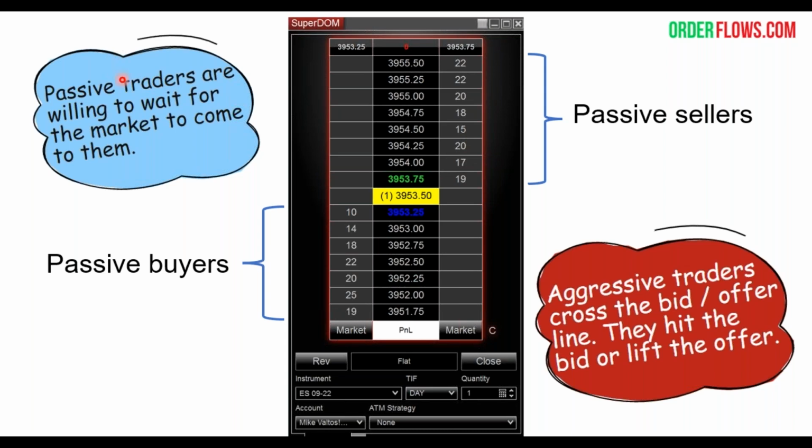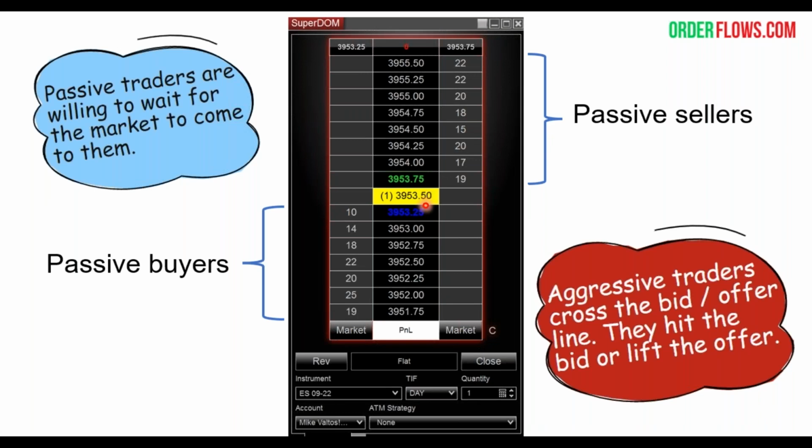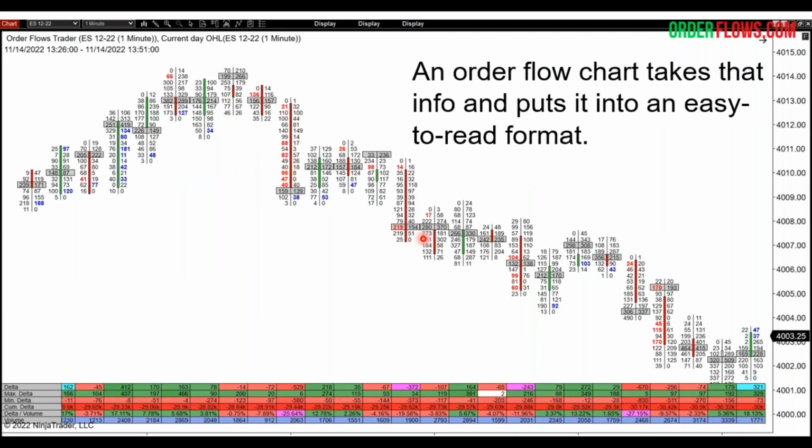Now, the difference between passive traders and aggressive traders: passive traders are willing to wait for the market to come to them. Aggressive traders cross the bid-offer, meaning they hit the bid, they sell into the bid, or sell at the market, or they buy at the market, or they lift the offer. Okay, so all this trading that you see in here shows up in the time and sales, but it also can be formatted into a different type of chart, the footprint chart, right? It takes all that information, all the stuff that you see trading on here, and puts it into a format that you can analyze.